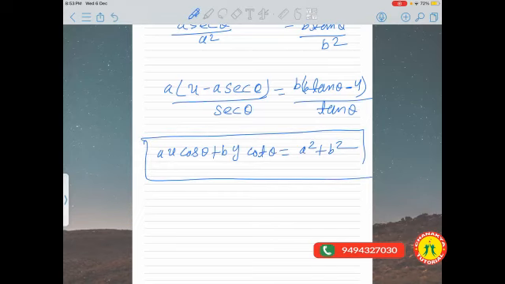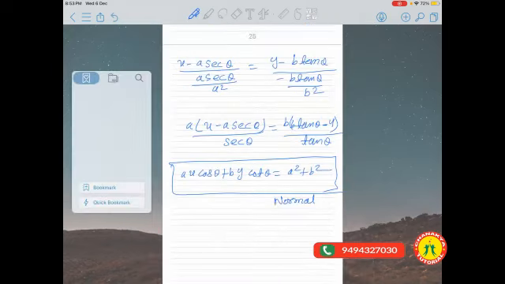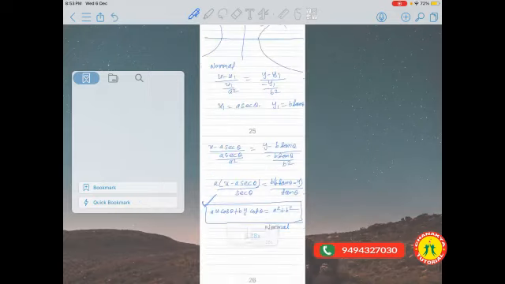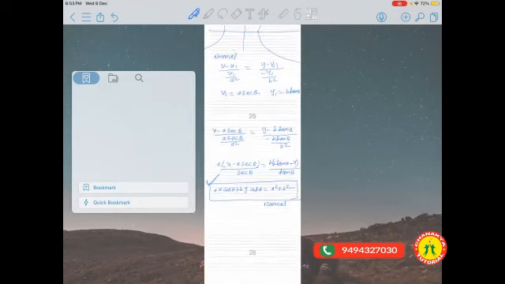On simplifying, we need to remember this formula in parametric form: ax cos theta plus by cot theta is equal to a square plus b square, the equation of normal in parametric form. So we need to remember ax sec theta plus by cot theta is equal to a square plus b square. Clear? In simplified form, ax cos theta plus by cot theta equal to a square plus b square.